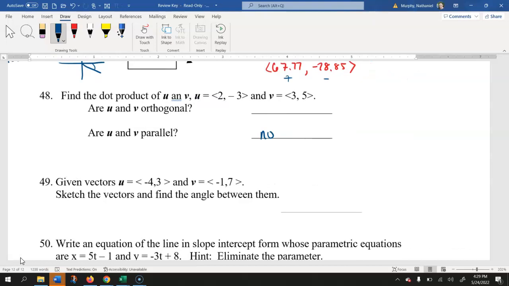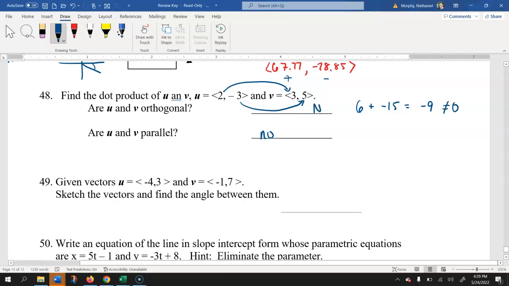So the dot product, we're going to multiply the first two numbers, so 2 times 3 is 6, and then we're going to take negative 3 times 5 and get negative 15 and add those together, so the dot product is negative 9. Now, orthogonal just means perpendicular. So are they perpendicular to each other? Are they orthogonal? No, they are not. In order for them to be orthogonal or perpendicular, they have to have a dot product of 0. So no, they are not orthogonal. They are not perpendicular.